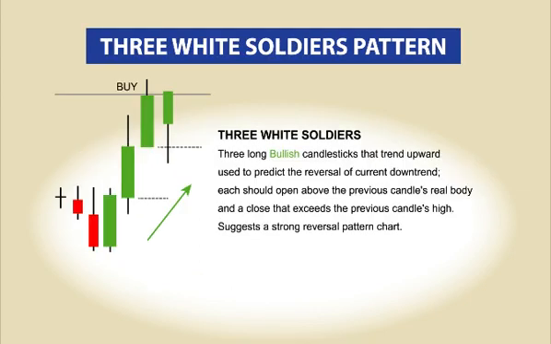Three white soldiers pattern. Three long bullish candlesticks that trend upward, used to predict the reversal of the current downtrend. Each should open above the previous candle's real body and close above the previous candle's high. It suggests a strong reversal pattern.